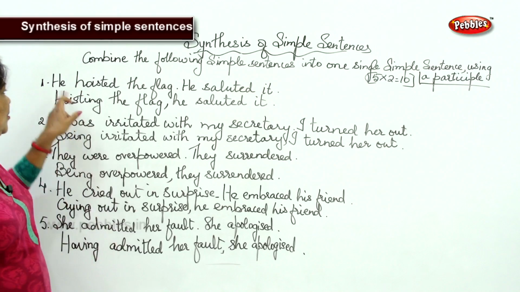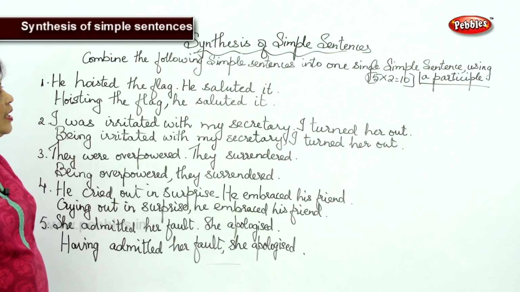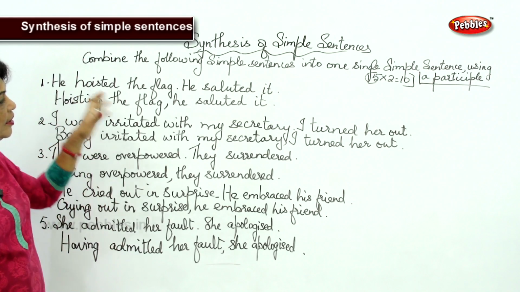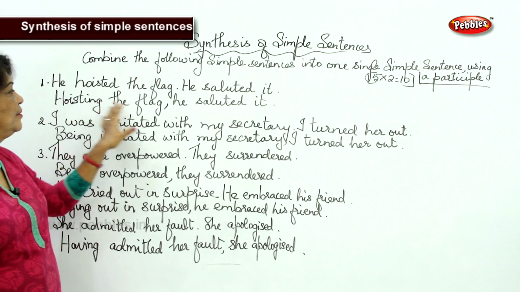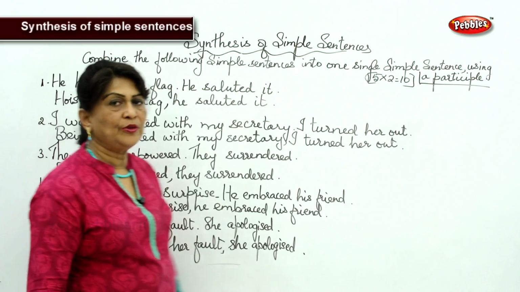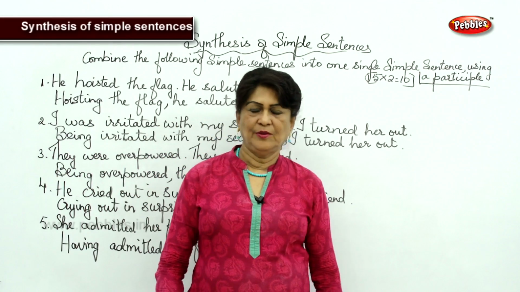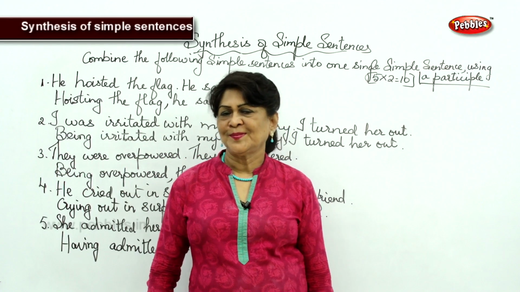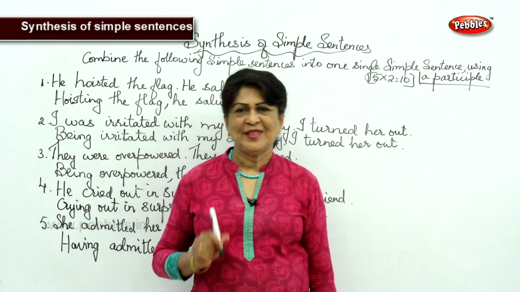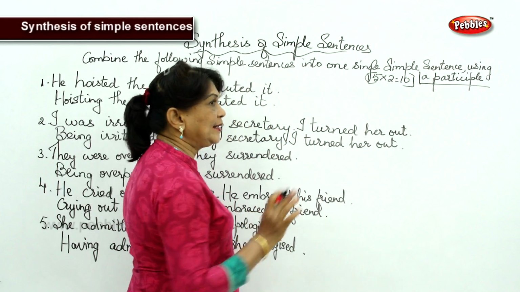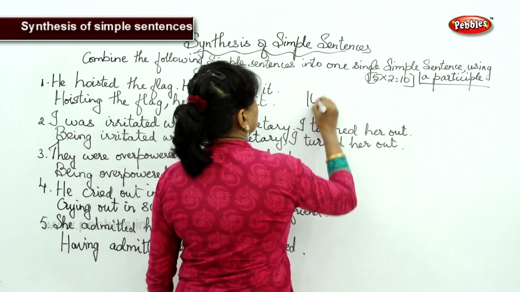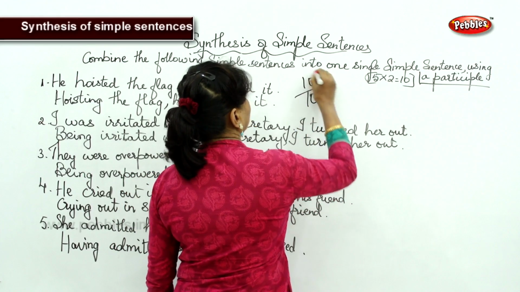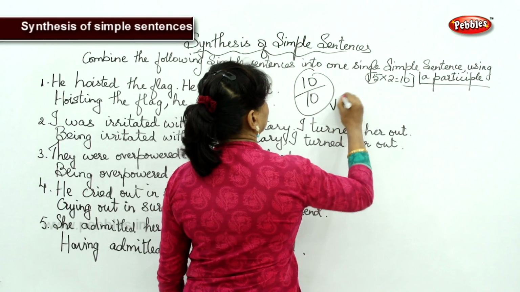Is that clear? Now here, he hoisted the flag, he saluted. You can say hoisting the flag, he saluted it, or having hoisted the flag, he saluted it. Both are correct. Now have you done it correctly? Check it up. If you have done it correctly, each sentence carries 2 marks and you get 10 on 10. Very good.